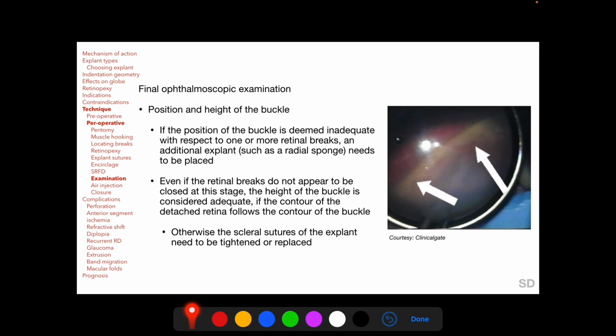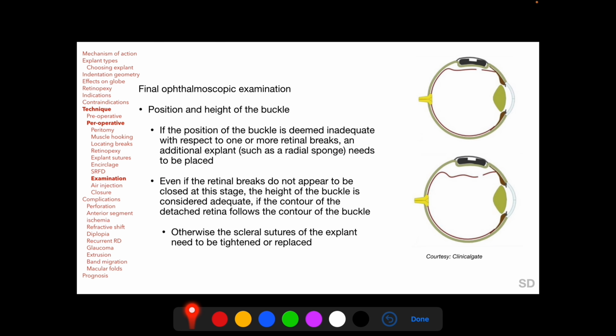Final ophthalmoscopic examination is then performed to determine the position and height of the buckle with respect to the retinal breaks and to confirm perfusion in the central retinal artery. If the position of the buckle is deemed inadequate with respect to one or more retinal breaks, an additional explant such as a radial sponge needs to be placed.